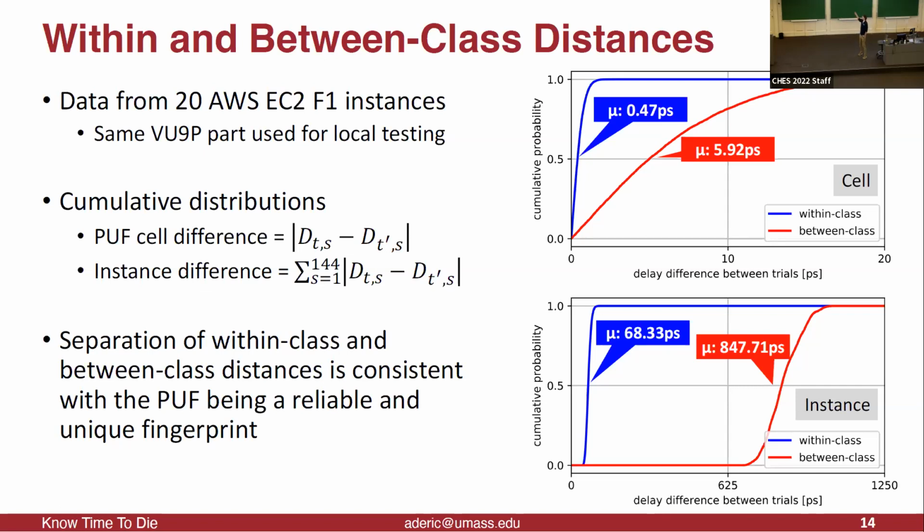So the top plot shows you what we get when we do a bunch of comparisons for just a single wire. It's not really that impressive, but when you do it for all the wires across the entire chip, you get this really nice gap between the two distributions. The blue distribution is the within class distribution, and the red distribution is the between class distribution, or same FPGAs and different FPGAs. And the fact that we have this nice gap means that we have a unique and reliable fingerprint.